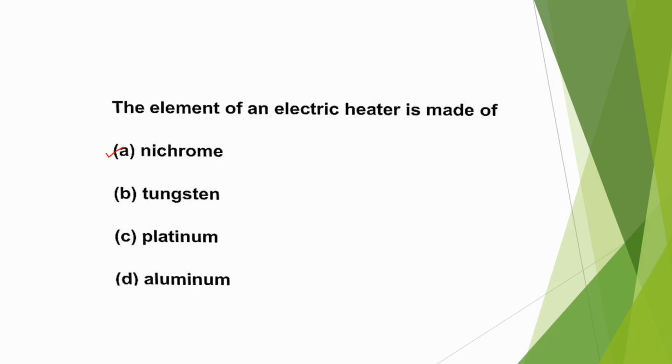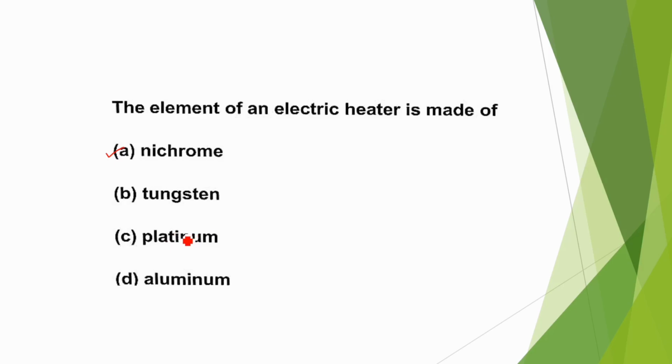Tungsten, on the other hand, has a very high melting point. It is more commonly used in light bulb filaments rather than heaters because it oxidizes quickly at high temperatures in air, requiring a vacuum or inert gas environment. Platinum has good electrical conductivity and resistance to corrosion, but it is too expensive for general use in electric heaters.